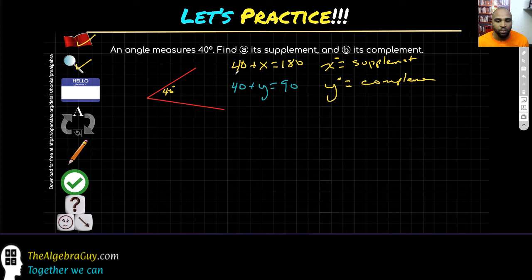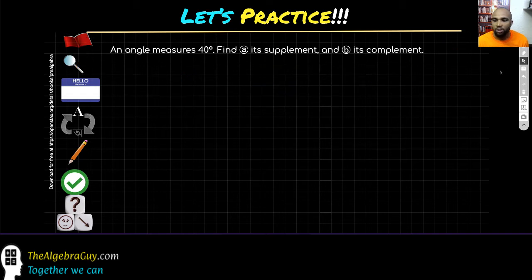So to get those is pretty simple, right? You're just going to subtract 40 on both sides. This one's going to give us a 140 degree angle, while subtracting 40 over here will leave us with a 50 degree angle. So that's pretty straightforward there.